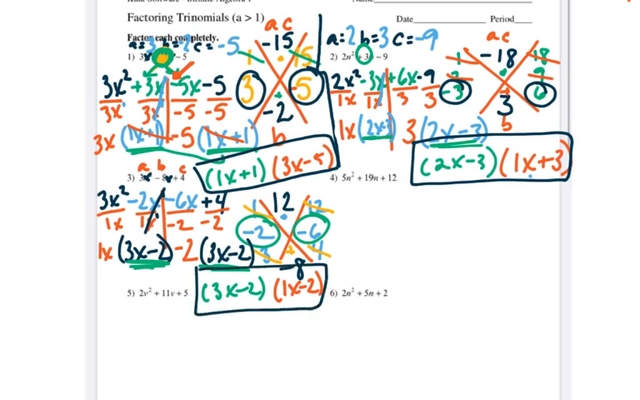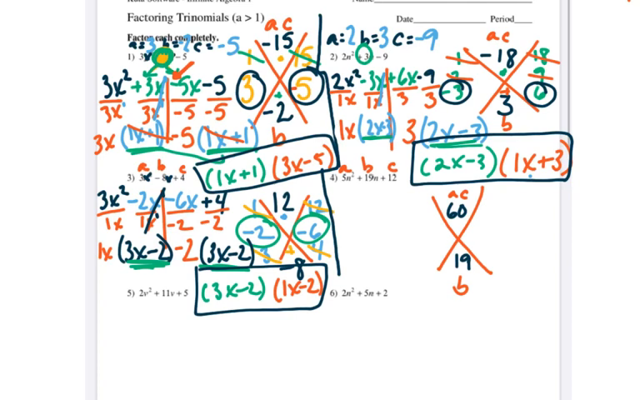Factor by grouping. Go ahead and try number 4. On number 4, I'm just going to help you with the x. AC on the top, B on the bottom. My A number times my C number. Use that calculator if you need to. 5 times 12 is the number 60. B stands for bottom, so I'm putting a 19 on the bottom.